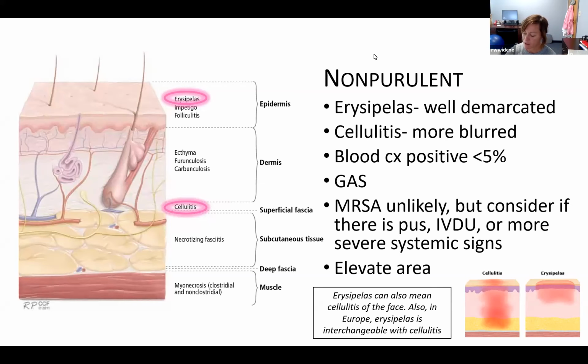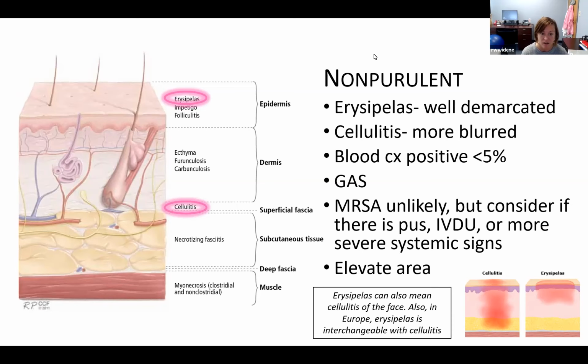Treatment of these is going to be pretty benign, generally speaking. Like I said, most of the time that's going to be group A strep, so you're just going to use a group A strep directed antibiotic, like cephalexin. That's it. Generally speaking, MRSA loves to make pus, and these are not pus, so MRSA is going to be unlikely.